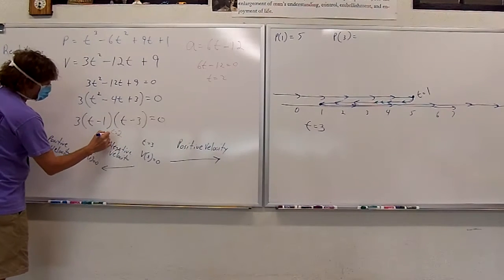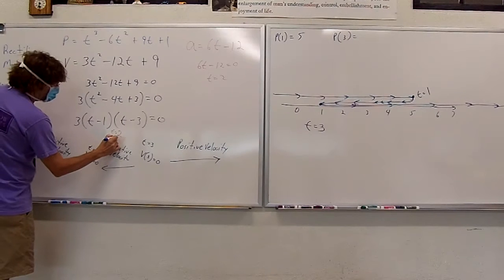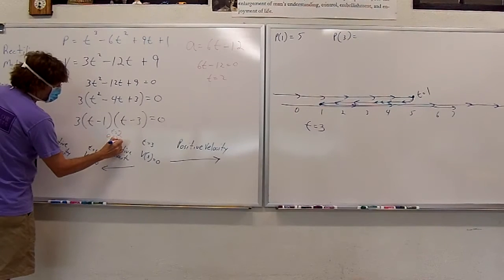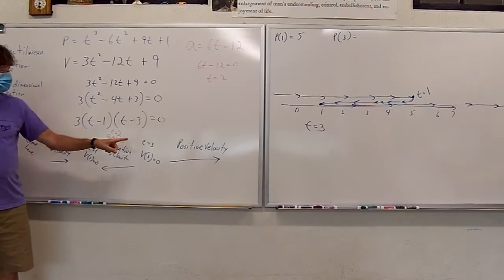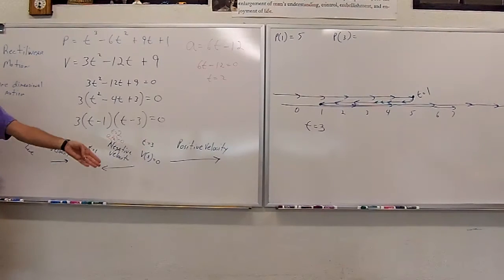And that's where the acceleration is equal to 0. A of 2 equals 0. Notice I put it between t equals 1 and t equals 3 because down here I do have a timeline. That's a timeline down there. So we're good.